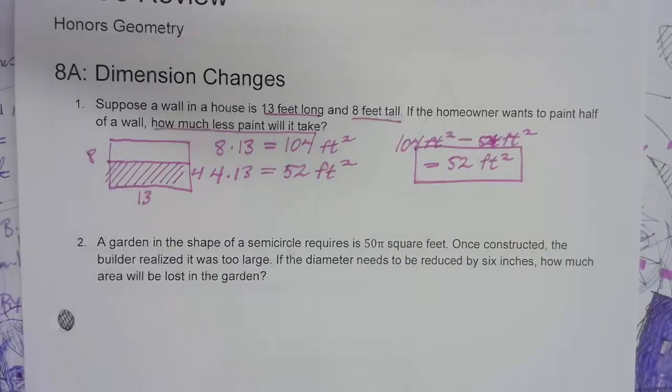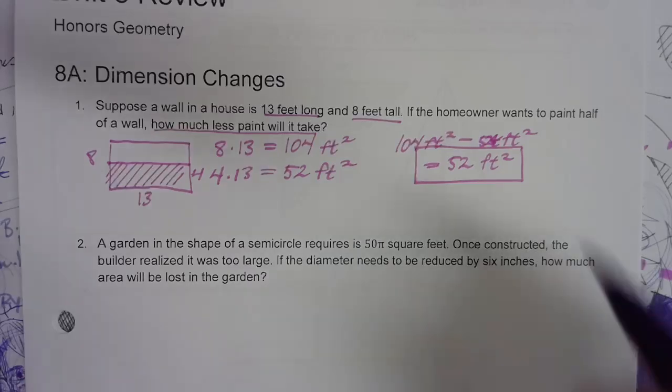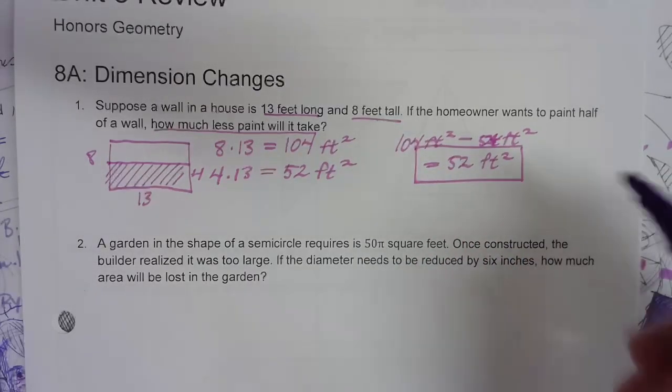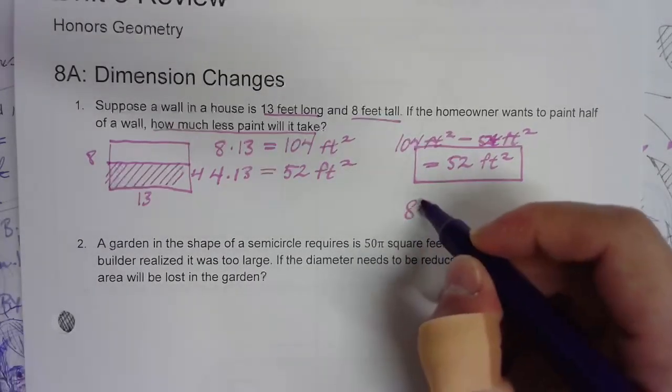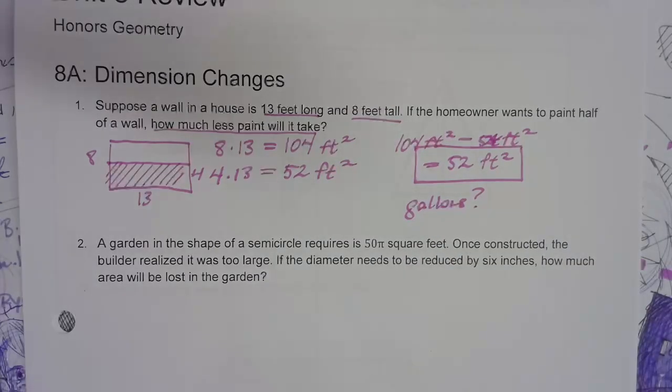Very nice. Now, when I was making this problem, what I didn't think about is that I don't think you buy paint in square feet. You buy it in gallons. So if you were really doing this in real life, you'd have to think about how many gallons of paint this is going to be. And you can determine this by just going on Home Depot's website or whatever.